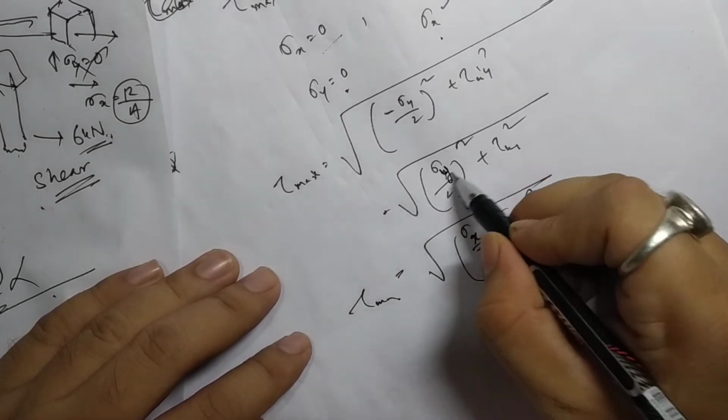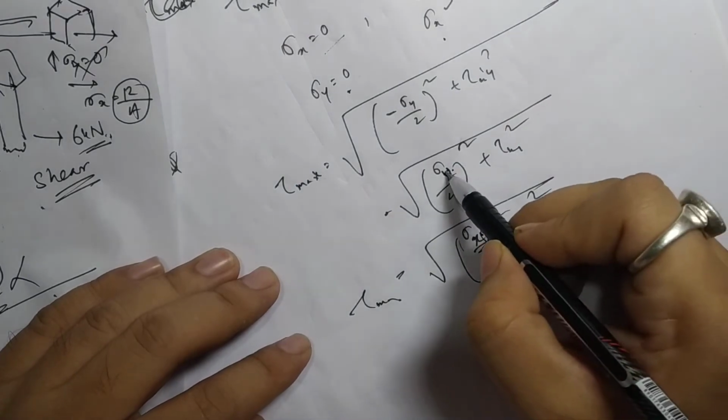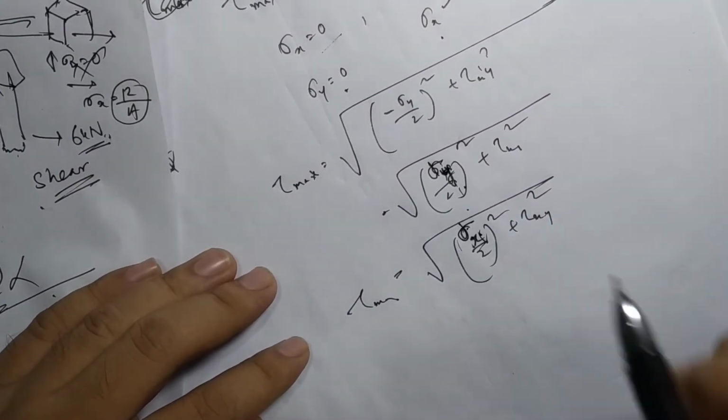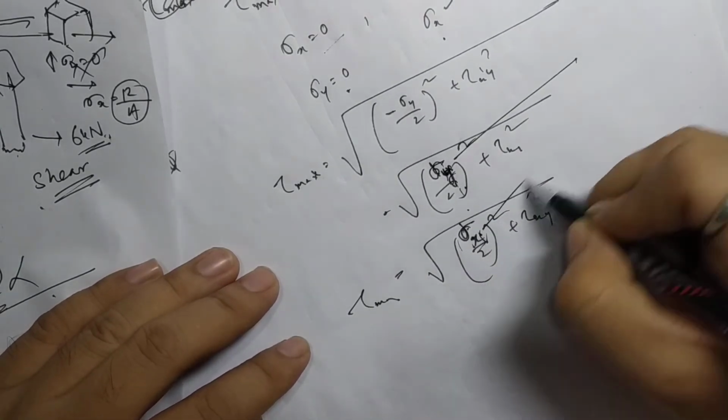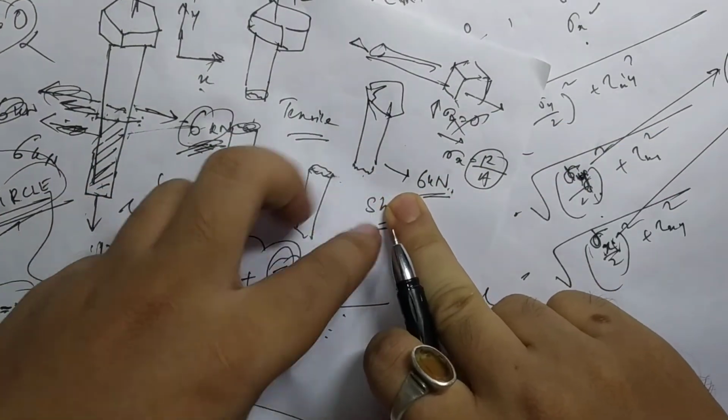So either sigma y or sigma x is there. Only one stress sigma is present. Whichever of sigma x or sigma y is there, this is nothing but the tensile stress in your case. This is the bolt tensile stress.